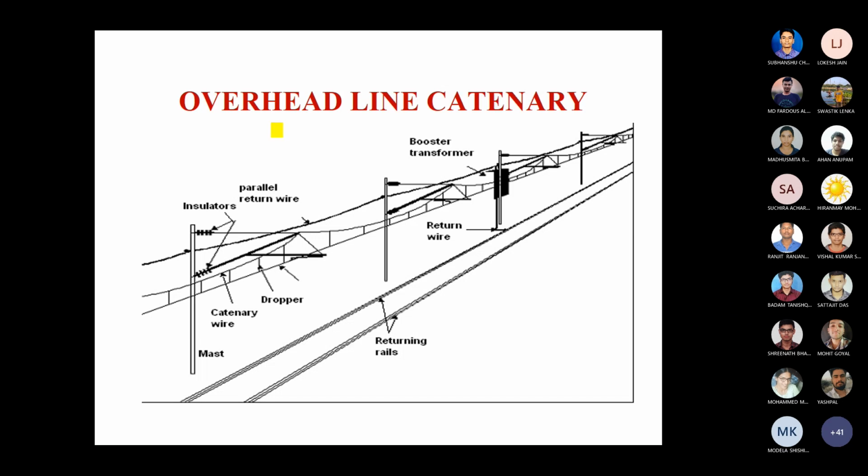Now you can see what the overhead line looks like. In the overhead line catenary there are some booster transformers; I will discuss this point, the return path, in my next slide. Here you can see the catenary wire, this is your ACSR catenary. Just below it is your contact wire, and droppers are connected like that, holding your wires. I will discuss why it is called the return path in my next class.